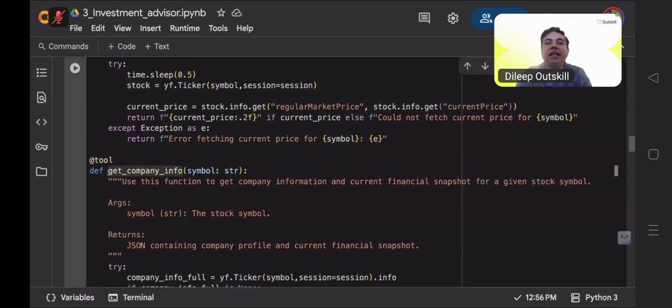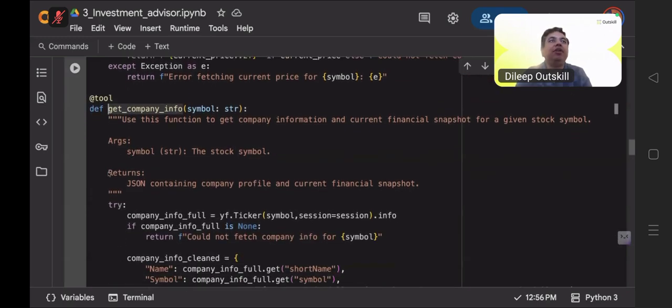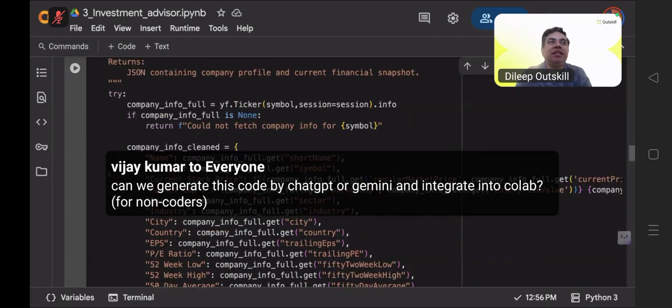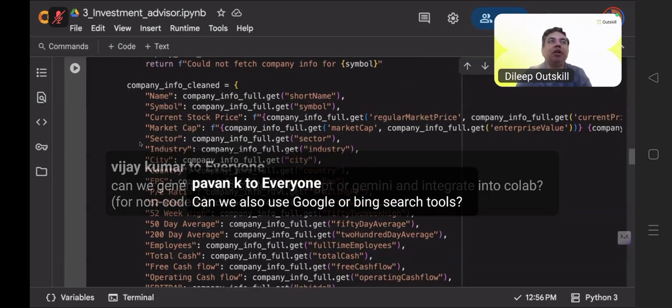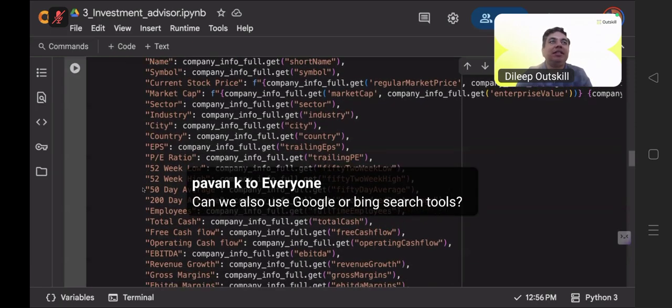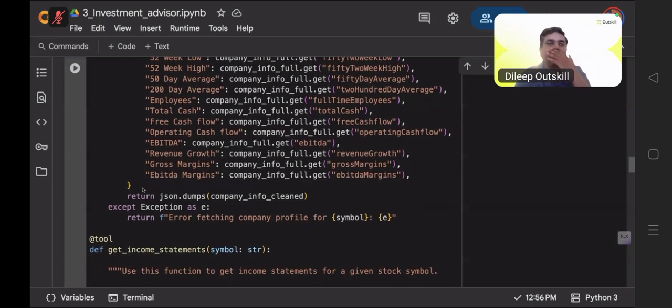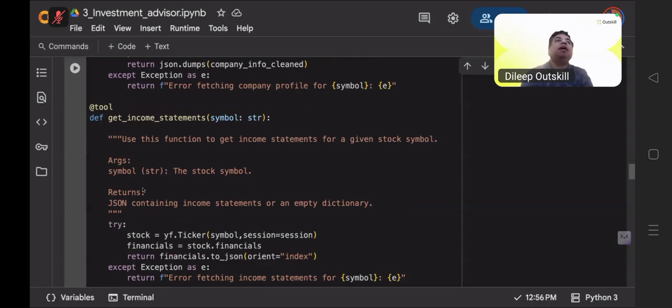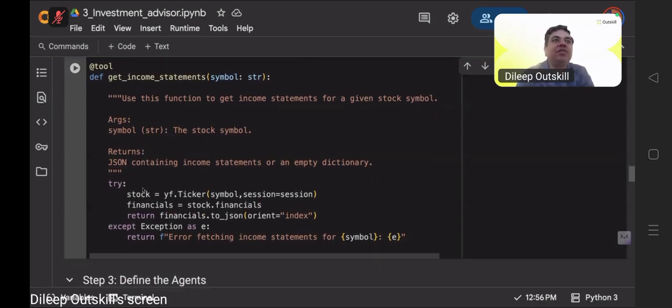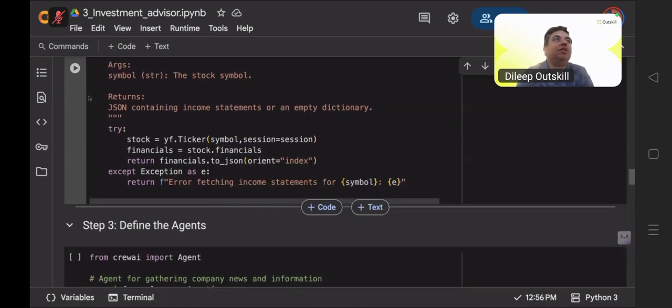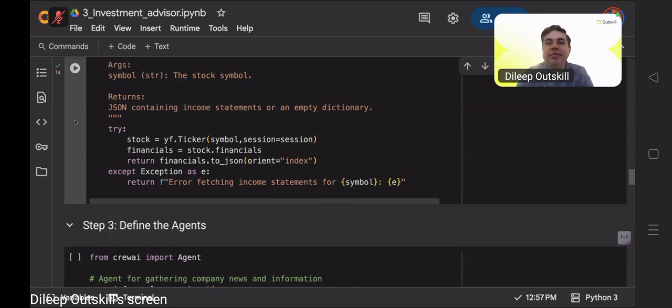Then it is get company info, which will try to get the company info. And this is the info we are extracting: name, symbol, stock price, market cap, sector, industry, city, EPS, PE ratio, free cash flow, operating cash flow, etc. Then I am giving you get income statements, wherein you are going to get your basic stock financial data and income statement also. So these are the tools that I am defining. My tools are to search the internet, get stock price, get information, and get the financial and income statements.